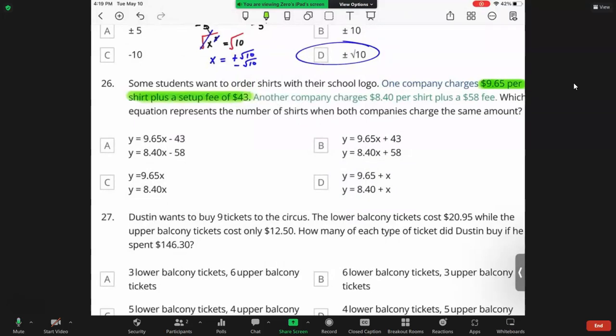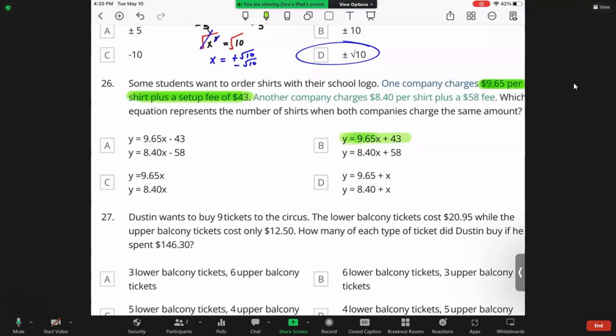So one company charges $9.65 per shirt. So this one's good. This one's good. This one's good, and this one's good, right? All of those have $9.65 per shirt, so all of those work. But you have to pay plus a setup fee of $43. So you want plus $43 next to it. That's the only one that has plus $43. So that's the answer. Nothing else matches that.